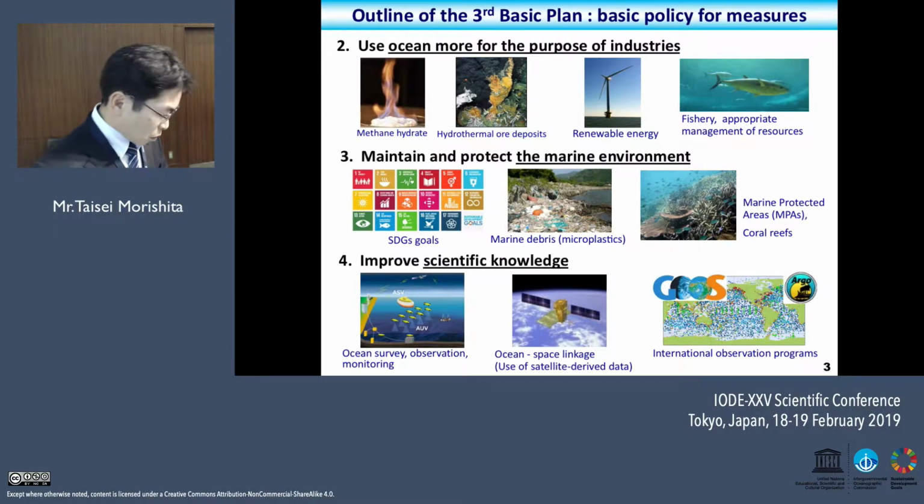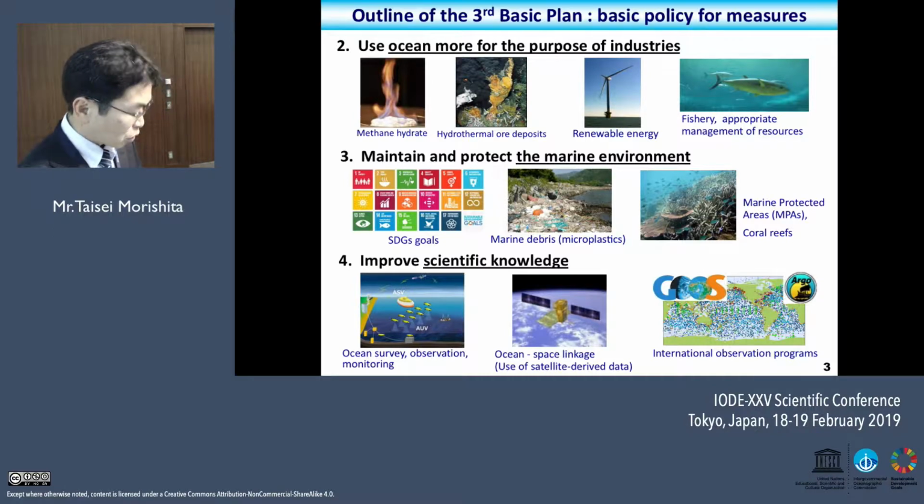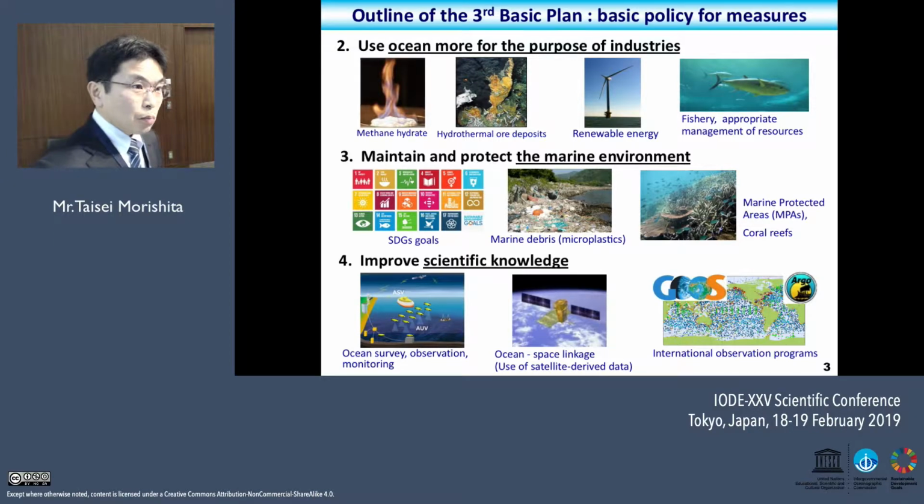The fourth is to improve scientific knowledge by ocean surveys and observation and development of ocean science and technology. Especially, it is important to promote use of satellite data for acquiring information on a global scale. Japan actively participates in various international ocean observation programs.